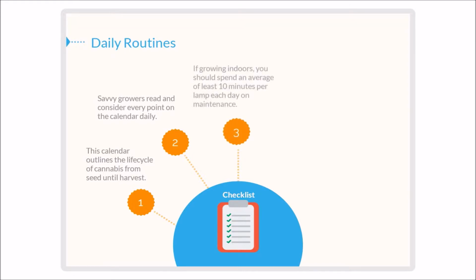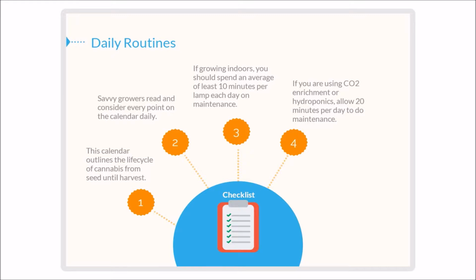If growing indoors, you should spend an average of at least 10 minutes per lamp each day on maintenance. If you are using CO2 enrichment or hydroponics, allow 20 minutes per day to do maintenance on those systems to ensure they are working properly.